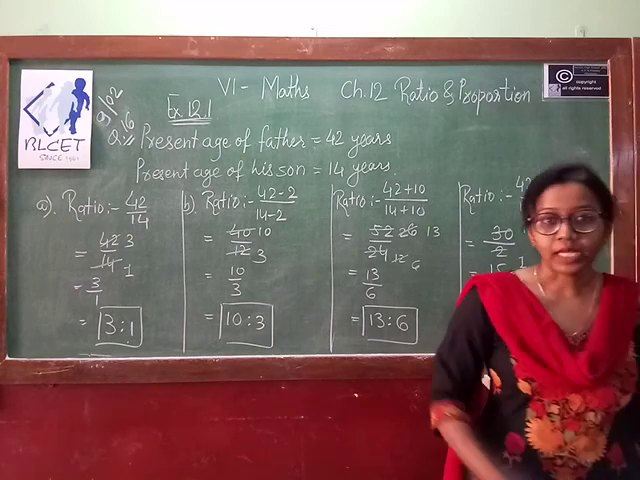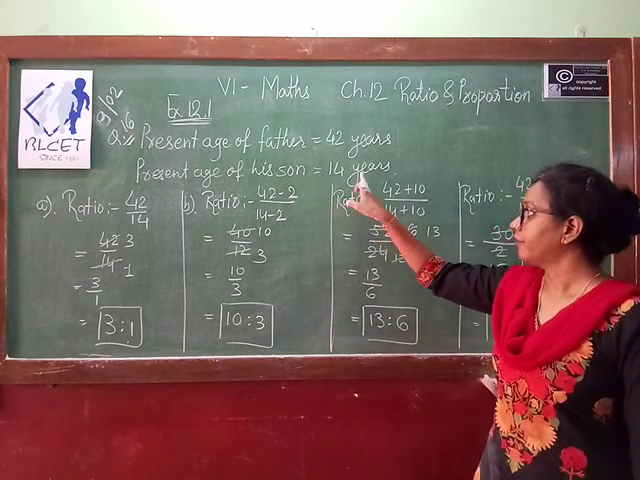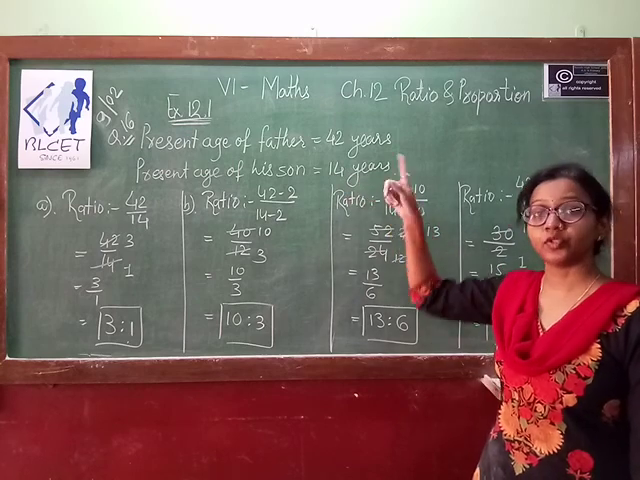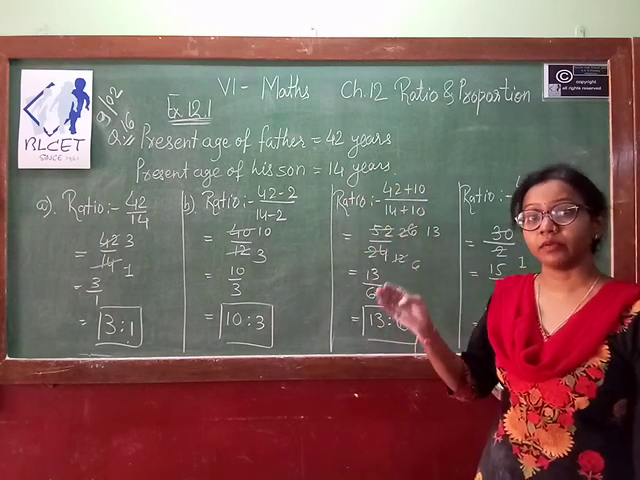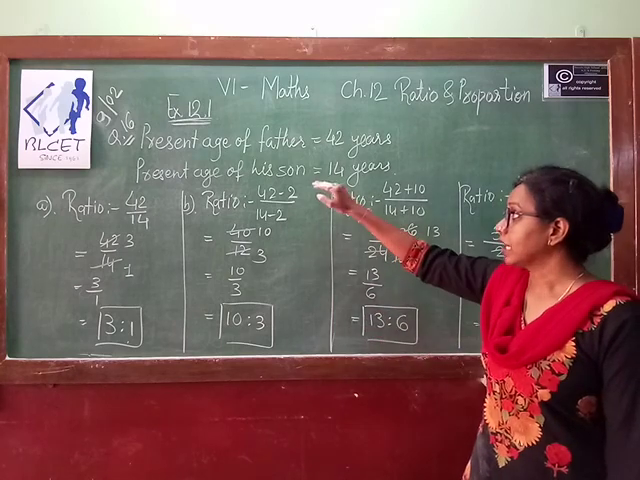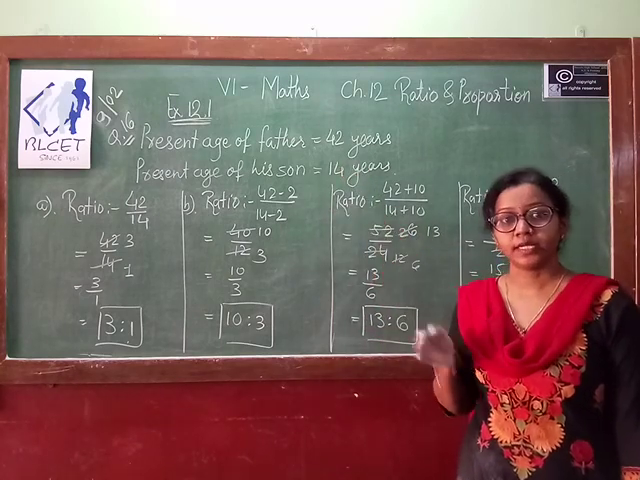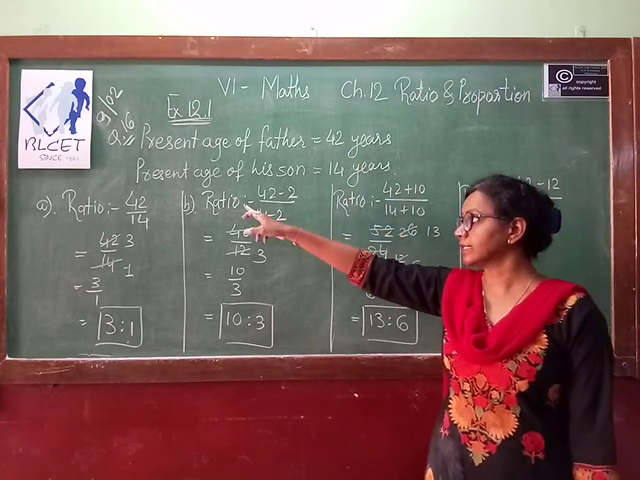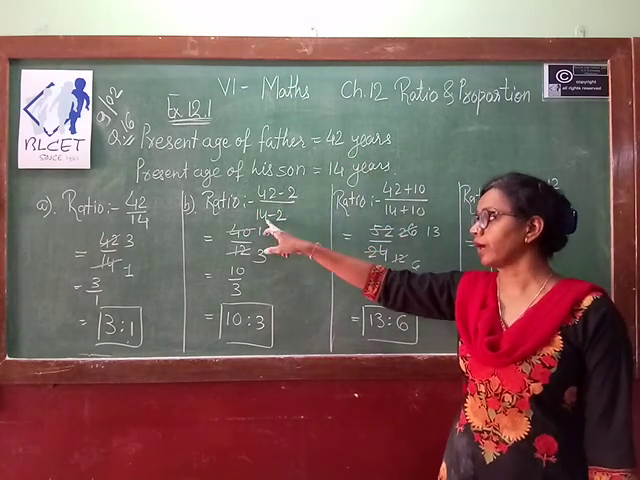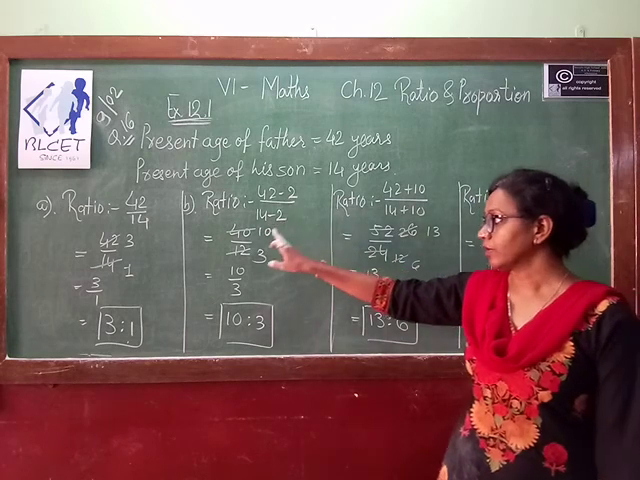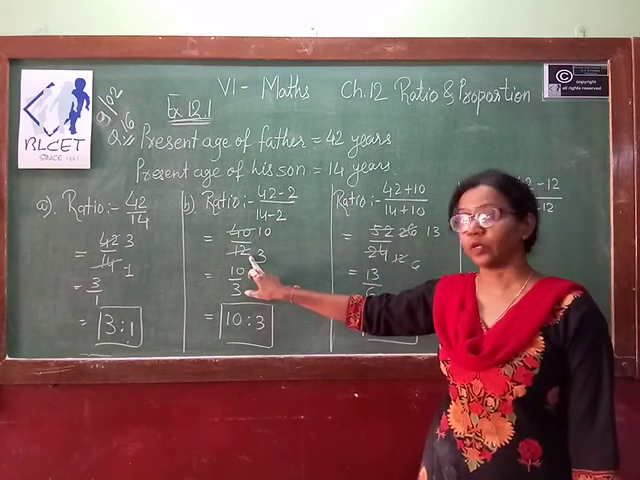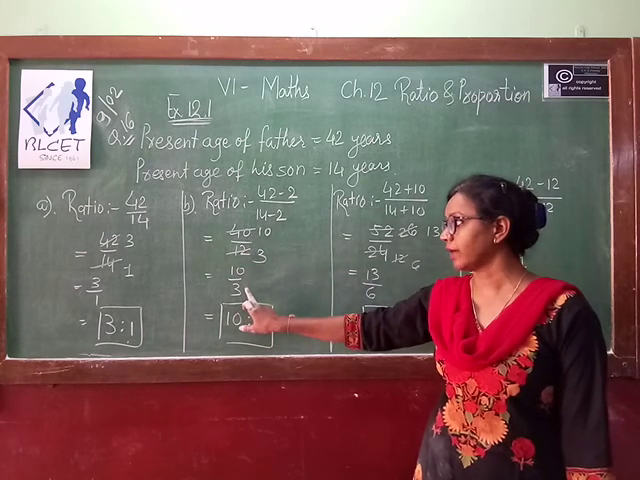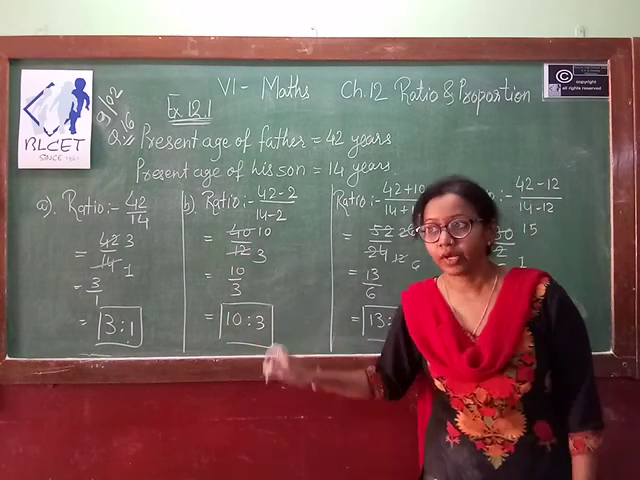So now the current age of son is 14 years and 12 years old means 14 minus 2. So you are getting 12. So that is minus 2. If the son's age is reduced by 2 years, in the same way the father's age is also reduced by 2 years. So what we can say, the ratio is 42 minus 2 to 14 minus 2. So what you are getting? 40 to 12. Do the cancellation. 10 4s are 40, 3 4s are 12. So what is the ratio? 10 by 3, that is 10:3.